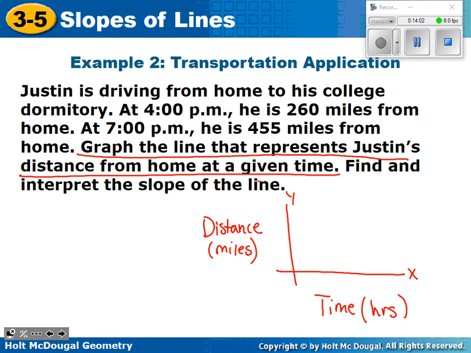Yes, if you have your own graph paper, that's fine as well. Just don't draw your own graph by hand. I want you to use graph paper. Okay, so then they give us some information. At 4 o'clock, he's 260 miles from home. At 7 o'clock, he's 455 miles from home.